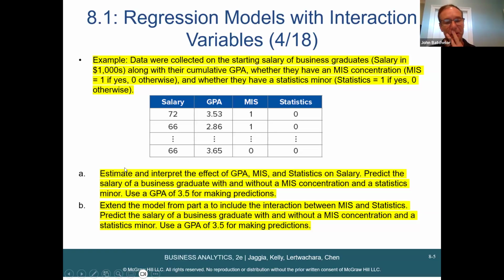It says estimate and interpret the effect of GPA, MIS, and statistics on salary. Predict the salary of a business graduate with and without an MIS concentration and a statistics minor. Okay, and then extend the model from part A to include the interaction between MIS and statistics. So here, when they say include the interaction between MIS and statistics, we know in Excel we're going to have to create a new column where this is multiplied times this, just like I did in Excel earlier. And then it says predict the salary based on 3.5. That means you're going to have to write out the equation.